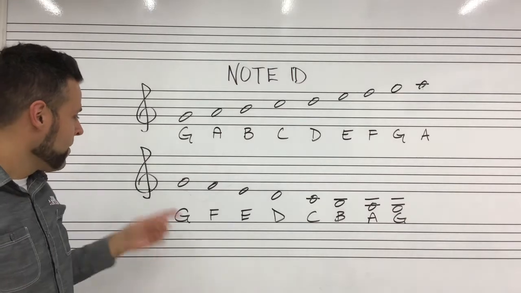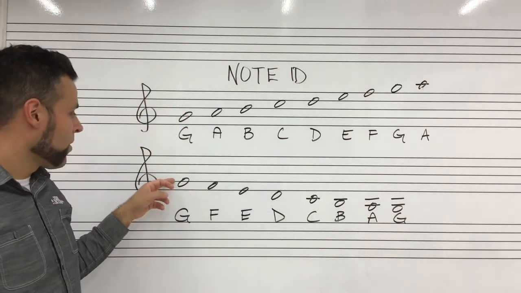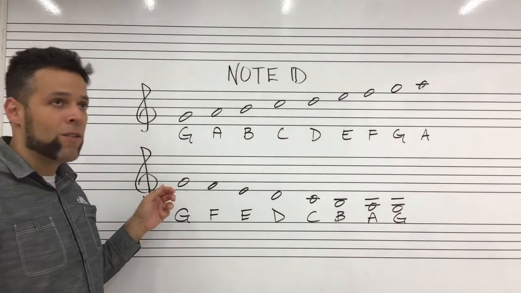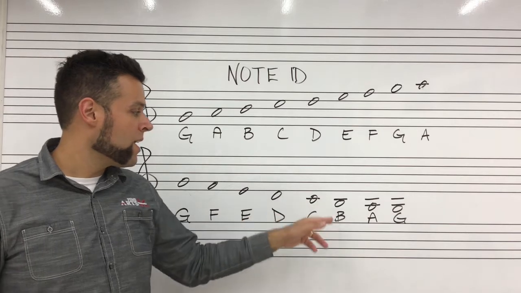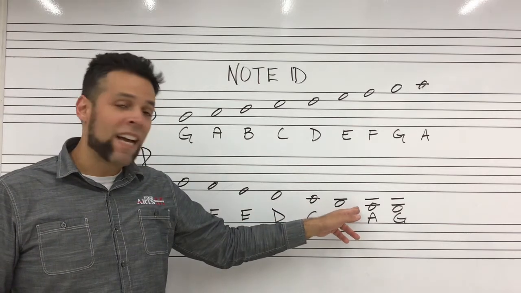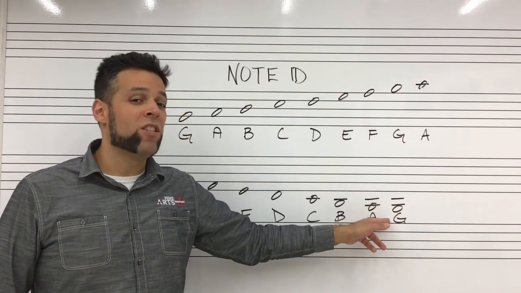Now for down here, going down, this goes all the way down to our open string over here. We start on G once again and we scale down. So alphabet backwards. G, then F, E, D, C, B. This ledger, 2 ledger lines down, A, and then those 2 ledger lines with a space, that is your open G string.